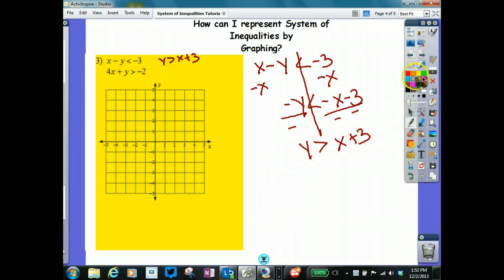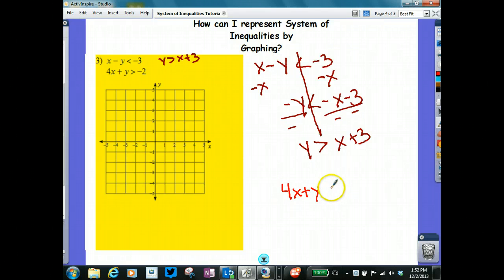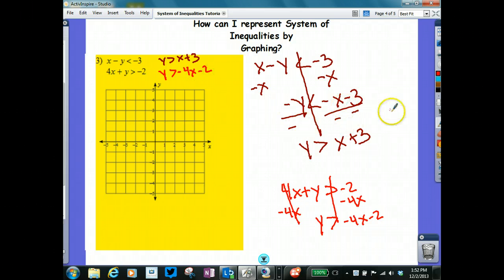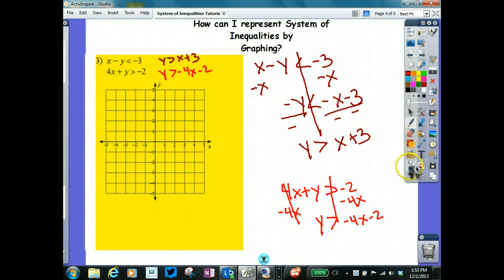Then I have, let me change colors, 4x plus y is greater than -2. Again, I have to change it from standard to slope-intercept form. Minus 4x leaves me y is going to be greater than -4x minus 2. Now it's going to make things a whole lot easier from here.